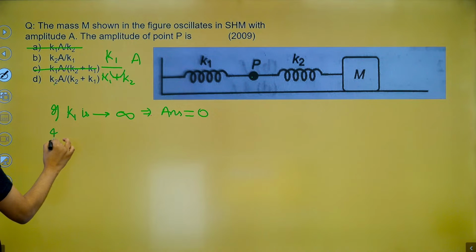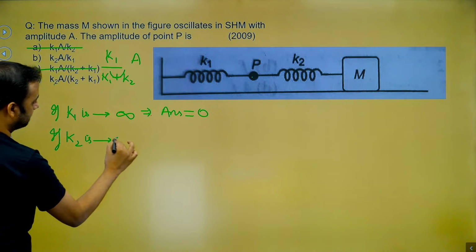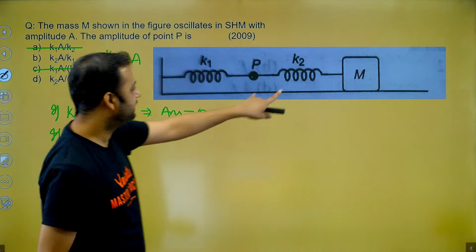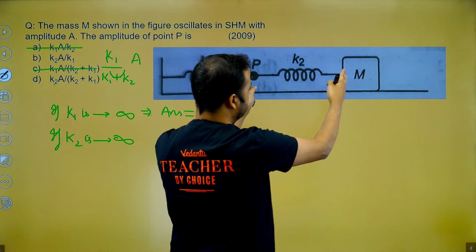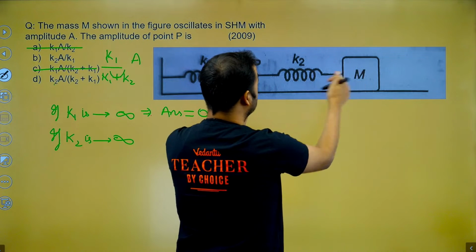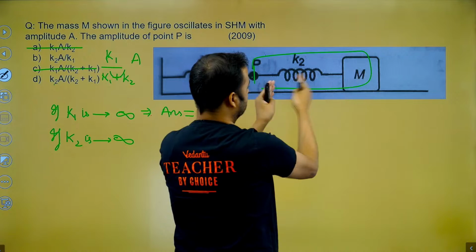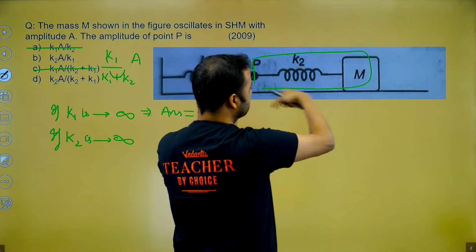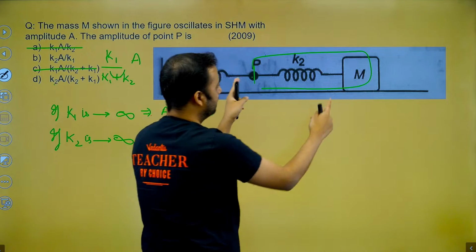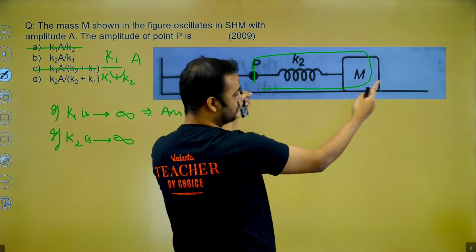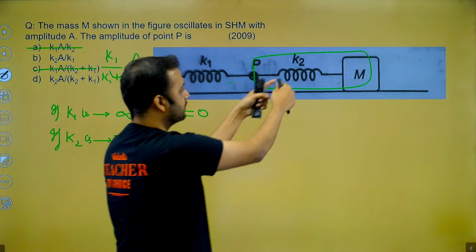Now what happens if K2 tends to infinity? If K2 is infinity, that means this spring will not oscillate. You can treat it like a single object, because the distance is not changing. This K2 is not moving. You can treat it like a single object. This distance will not change, because this oscillation has become impossible now. K2 has become very large.